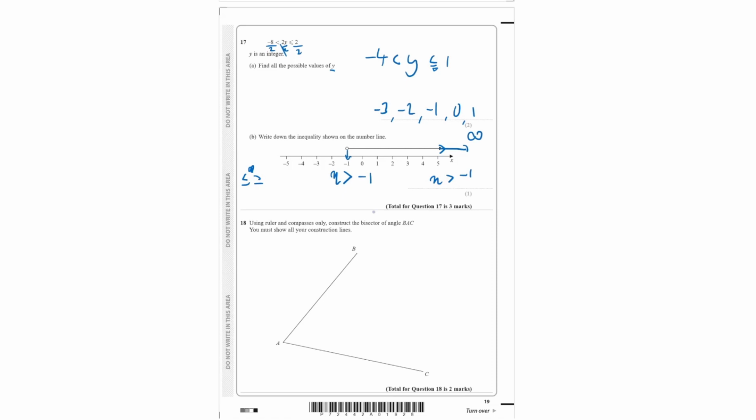Question 18. Using ruler and compasses only, construct the bisector of angle BAC. You must show all your construction lines. So a bisector is simply the exact middle. Now, using your compasses, measure A to C and simply draw an arc equivalent to that length, and then measure A to B and then draw an arc equivalent to that length. Now, the point at which they intersect, you simply use a ruler and connect from origin A all the way to the point where they intersect. Make sure it is a straight line, and that is your bisector.